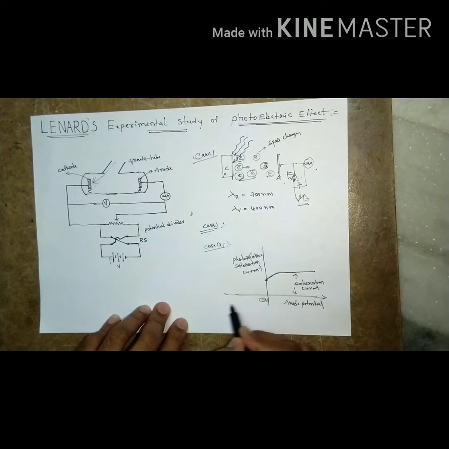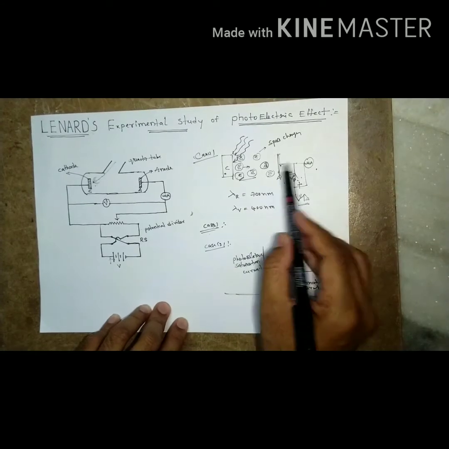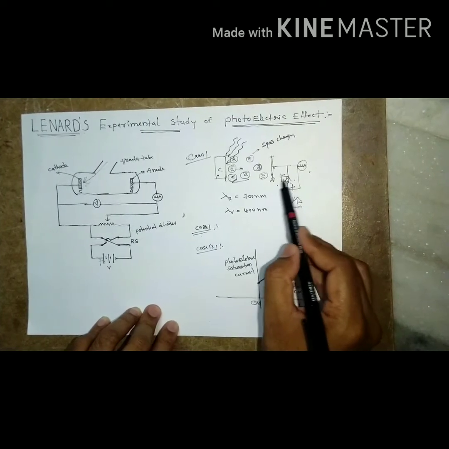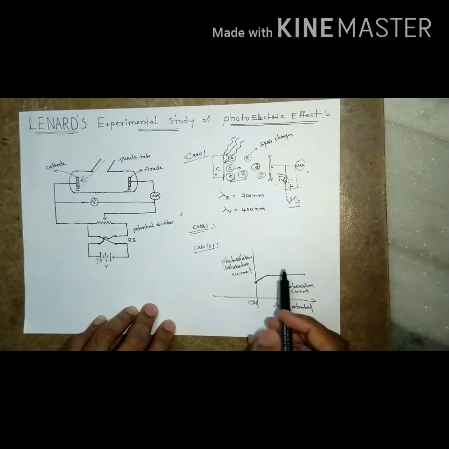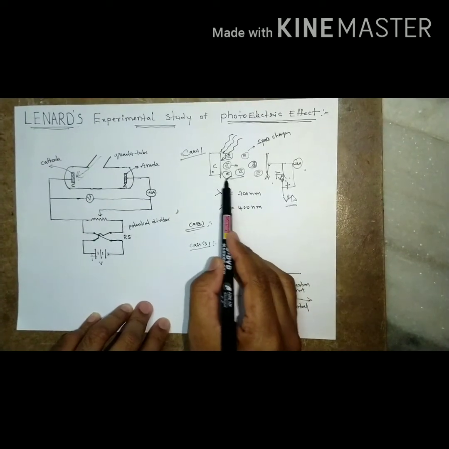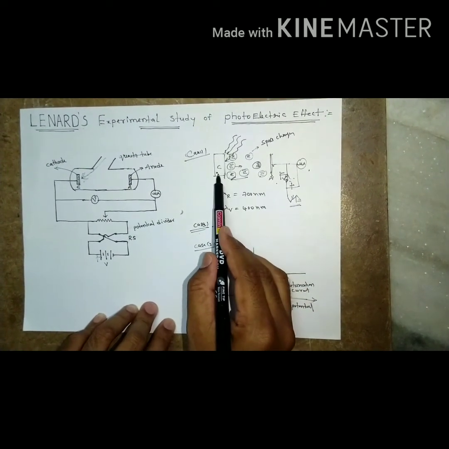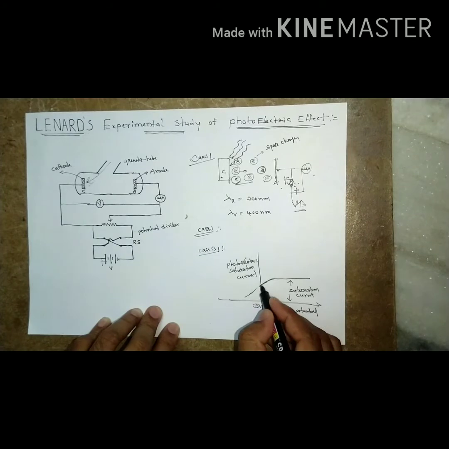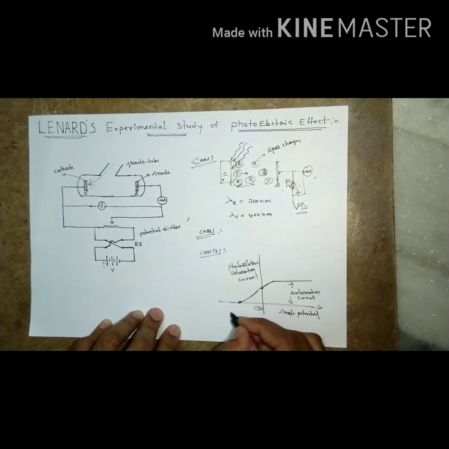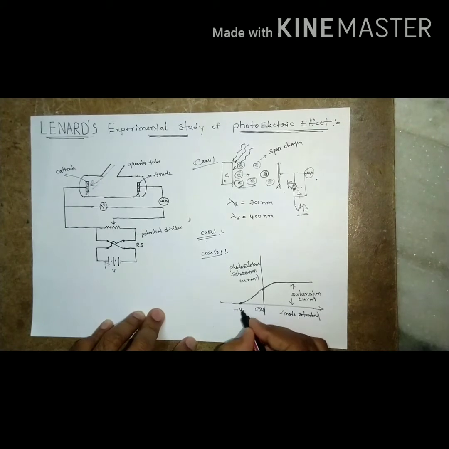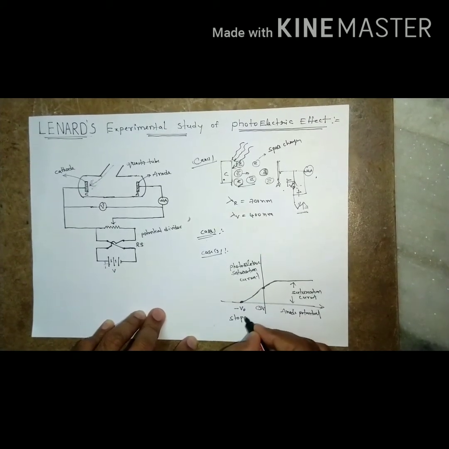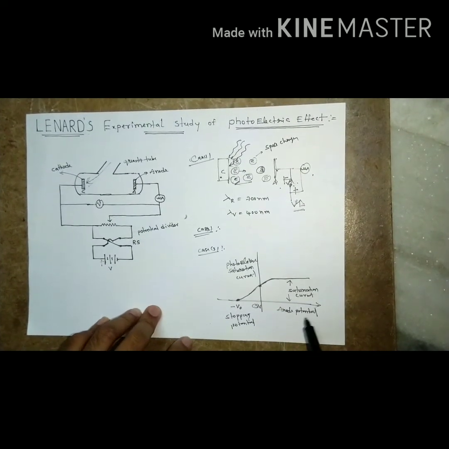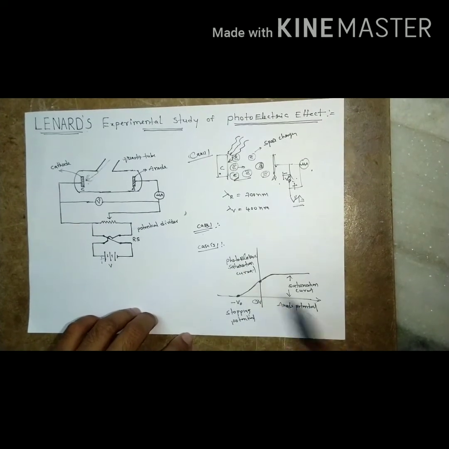Now the potential decreases. The potential decreasing means the third case, where the anode is connected to the battery's negative terminal. Here we increase the potential in the negative direction. That potential is called the negative potential. What happens? Some of the electrons return to the cathode. That means the current decreases. At one particular potential, the current becomes 0. That particular potential is called the stopping potential. So this is one of the graphs between potential and photoelectric current.